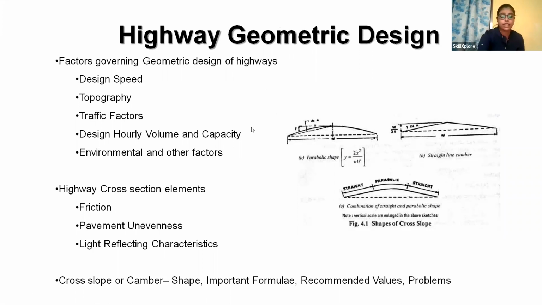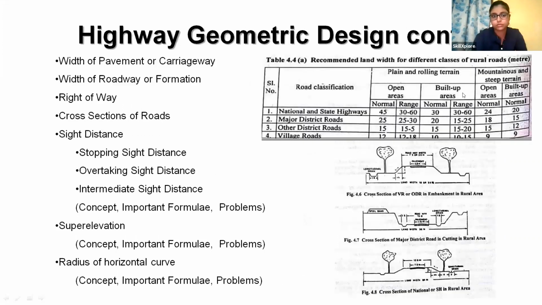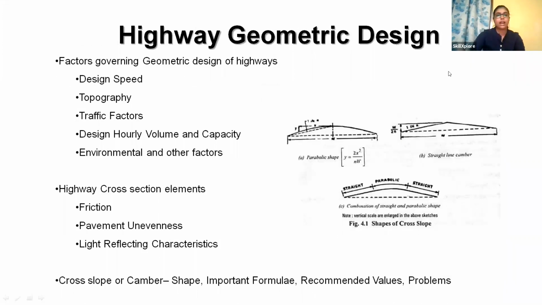And next is environmental and other factors, that also varies. Like in certain areas, the rainfall will be more, right? If the rainfall is more, it will affect the drainage of the pavement. So why is it like that? In the more rainfall areas, the design will be done some way.